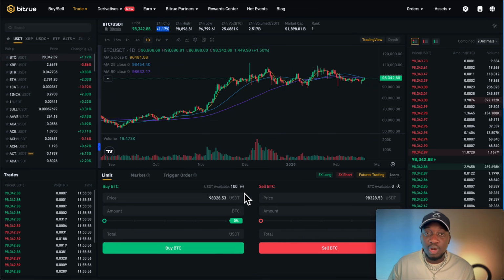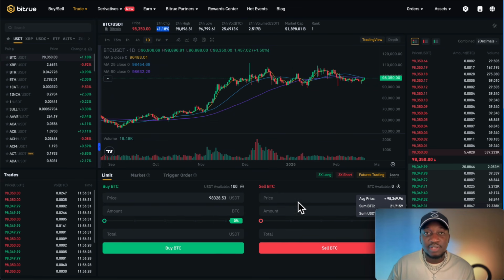So let's say you want to buy Bitcoin, you're going to have to focus on this buy tab, because this is where you're going to be able to buy. So let's say you already bought some Bitcoin and you're willing to sell, you're going to have to focus on sell tab, which is written sell BTC, you know what I mean? So this is pretty much anything that you need to know for you to be able to buy and sell cryptocurrencies on Bitrue crypto exchange using spot trading.